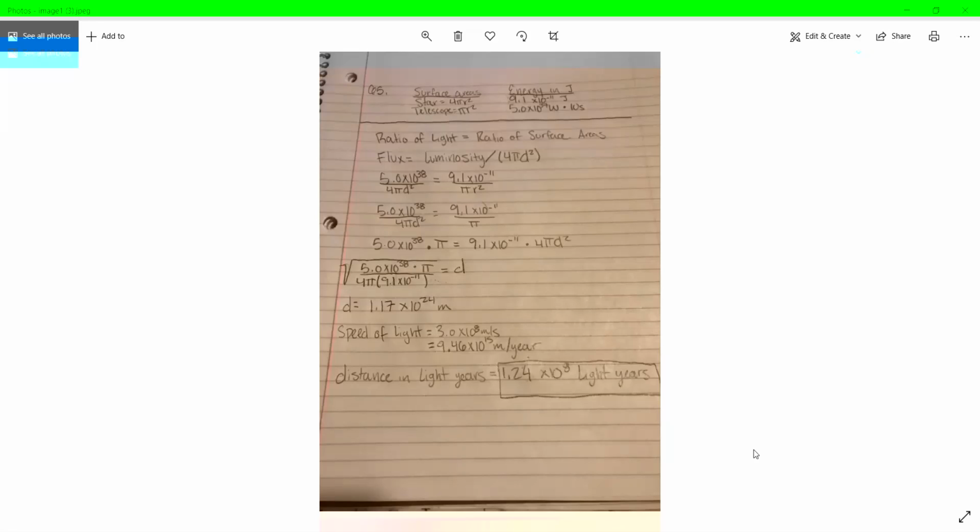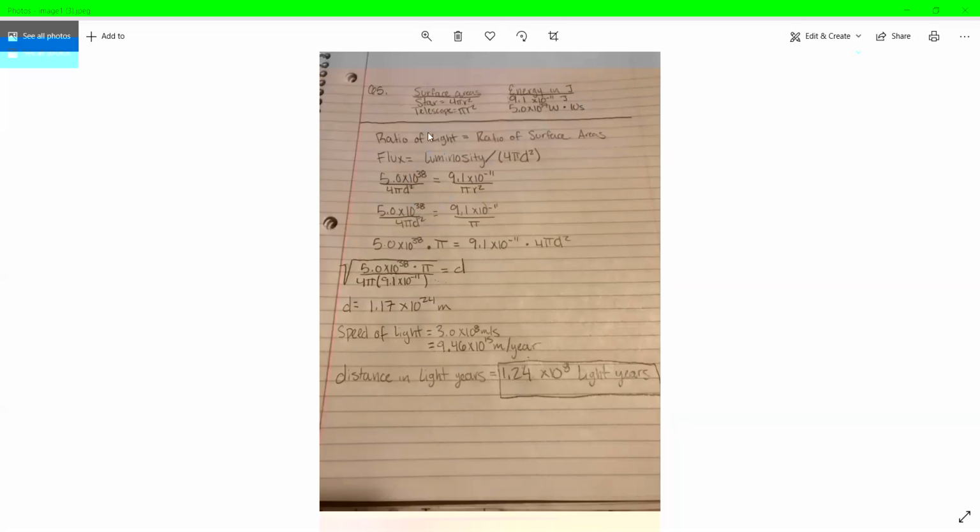So for this problem, we're going to need a few things. We're going to need both the surface area of the star and the area of the telescope. And then we're also going to need the energy in joules that we detect from the star and that the star is actually outputting. Since it gives us the power in watts, we can multiply that by the 10 seconds it gave us to convert our watts to joules.